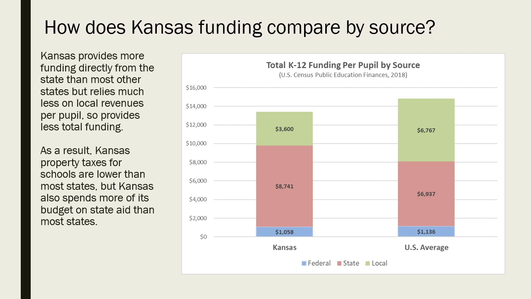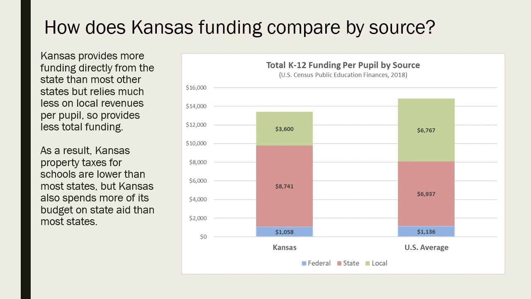In comparing funding from different states, it's important to distinguish between the amount of funding that specifically comes from state revenue sources and the total funding that schools in a state receive from all sources. Kansas does provide more funding from the state than most other states, but provides less revenue per pupil from local sources and overall less funding.